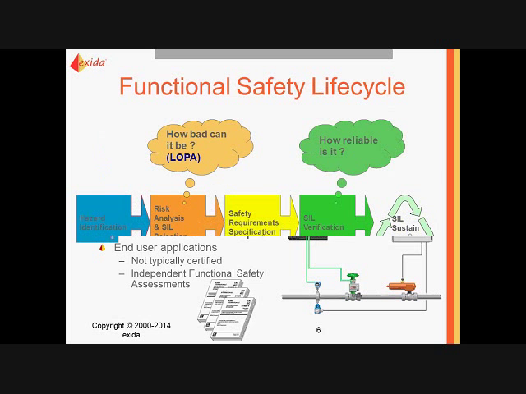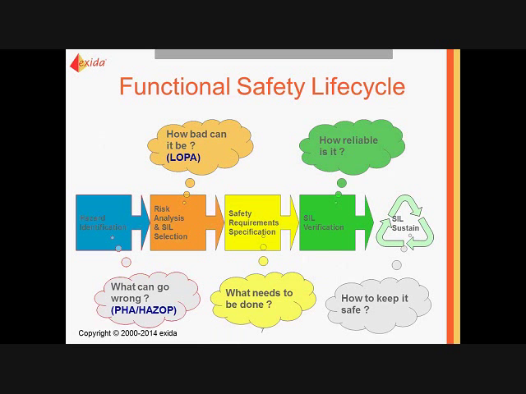So looking at the functional safety life cycle, as we mentioned already, we have the hazard identification. So what can go wrong? This is where you do your process hazard analysis and your hazard and operability studies. Then you can do your risk analysis, SIL selection, usually doing it through a layer of protection analysis. In other words, how bad can it be? So what do you need to do in terms of how many layers of protection?